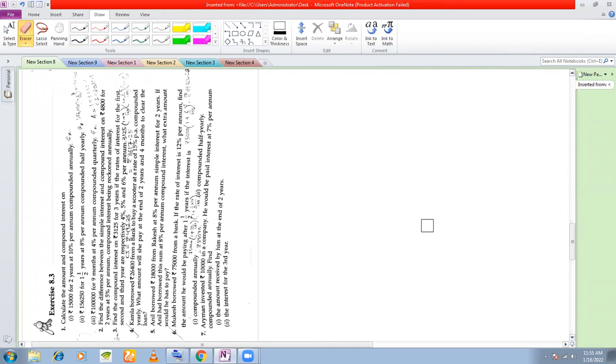The next sum that I would like to work out is number 4. If you read this sum, it says Kamla borrowed 26,400 from a bank to buy a scooter at a rate of 15% per annum compounded yearly. Compounded yearly means annually. What amount will she pay at the end of 2 years, 4 months to clear the loan? Now here there's a fractional power.